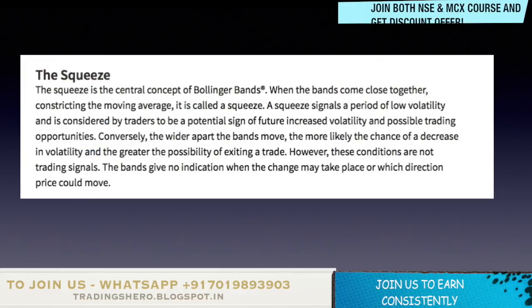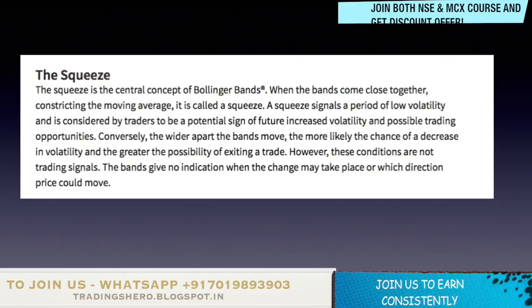Okay, so there are two popular things I'm going to talk about in this video. The first one is the squeeze. The squeeze is a central concept of a Bollinger Band. When the bands come close together, constricting the moving average, it is called a squeeze. A squeeze signals a period of low volatility and is considered by traders to be a potential sign of future increased volatility and possible trade opportunities.